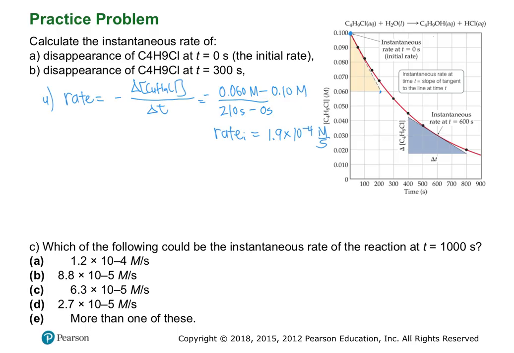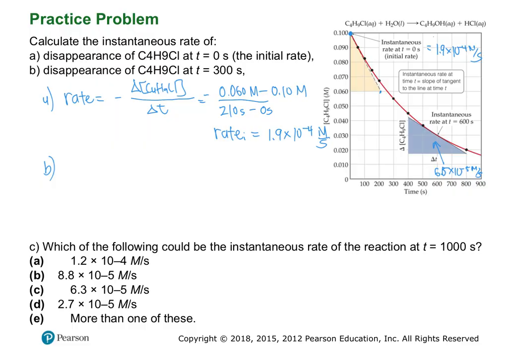All right, so we can see that that is faster than we saw at our point at 600. As a reminder, this point was 6.5 times 10 to the negative 5 molar per second. And now this one, the instantaneous rate is 1.9 times 10 to the negative 4 molar per second. All right, let's do it at 300.